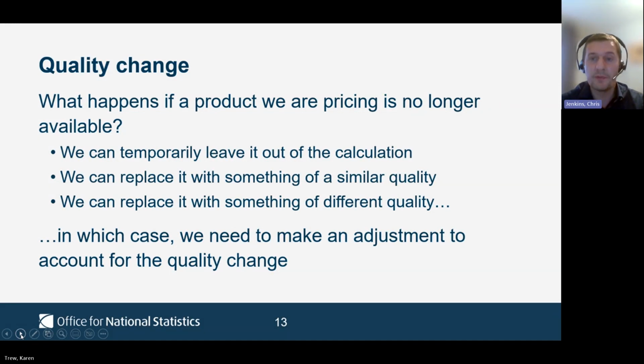Secondly, we can replace the product with something of a similar quality. So we collect what we call a comparable replacement. But what is determined as comparable can be quite subjective if we're applying that approach. Finally, we can replace the product with something of a different quality, but this means that we then need to make an adjustment to strip out any change in price that is attributed to the change in quality that we're picking up. Now, there are lots of different ways we can account for the change in quality, basically from assuming that the new good follows price movements of other similar items within our basket, through to using more advanced statistical models for technological goods where products are changing quite frequently.